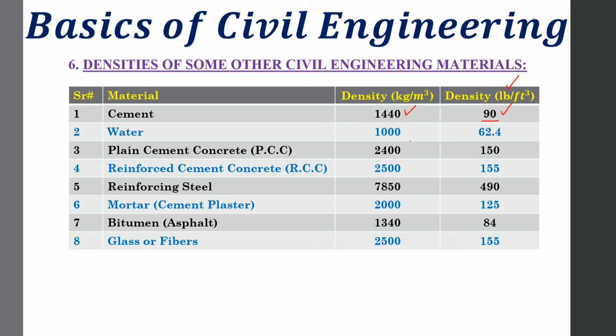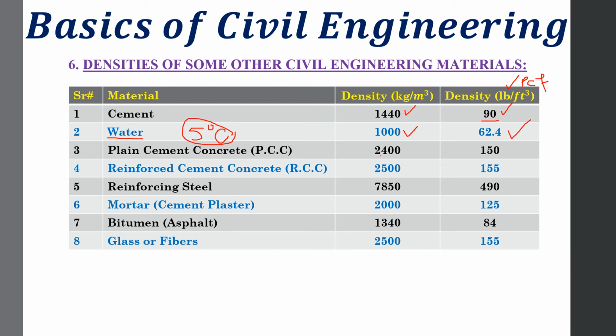For water, the density is 1000 kg per meter cube, and in lb per foot cube, we can say this as PCF, pounds per foot cube. Normally, this property is at 5 degrees centigrade temperature. It means that when water is at 5 degrees centigrade, its density will be 1000 kg per meter cube, and in lb per foot cube its density will be 62.4.